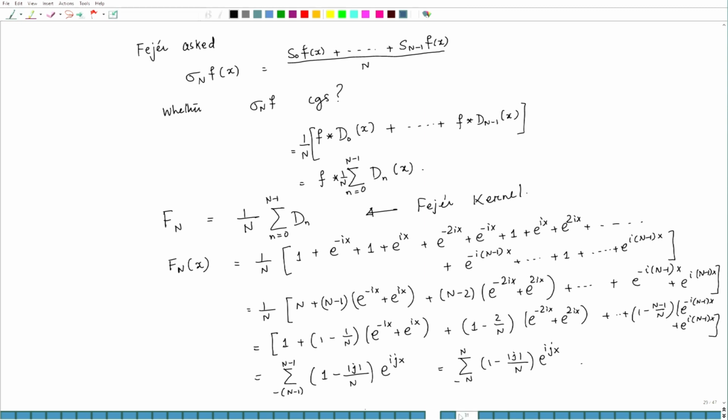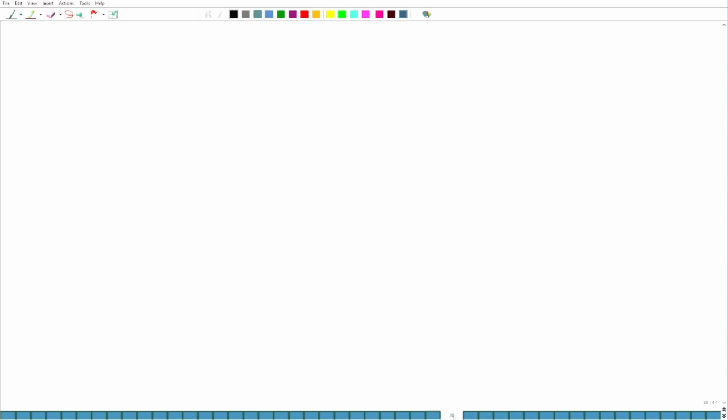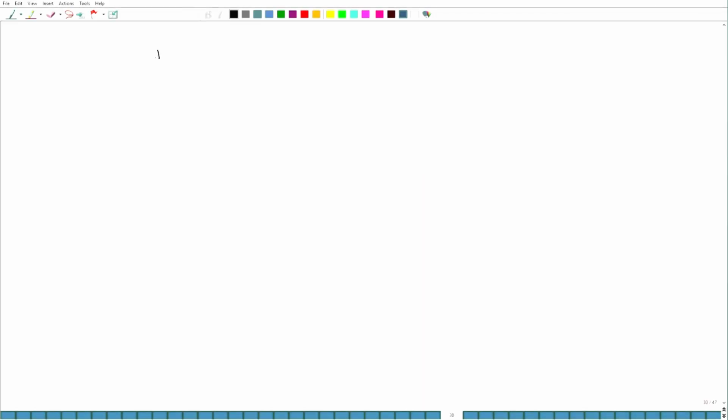Okay. So, now what are the conditions this Fejér kernel satisfies? Clearly, 1 by 2 pi, integral from minus pi to pi of f n x dx, is equal to 1 by 2 pi, integral from minus pi to pi, of the summation over mod j lesser equal to n of 1 minus mod j by n e to the power i j x dx.